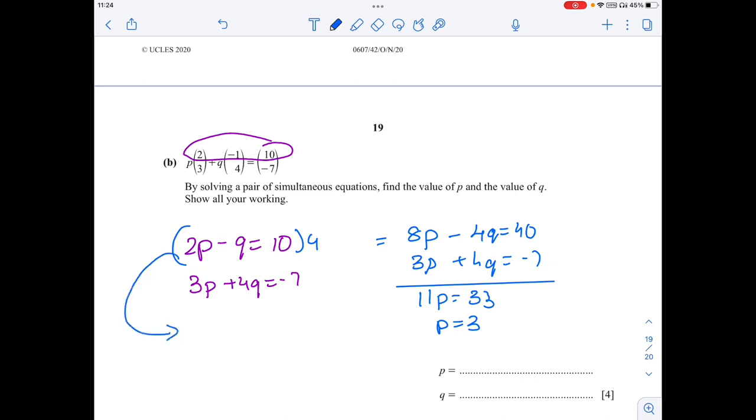Plug in P equals 3. 6 minus Q equals 10. Q equals negative 4. So it is 3 and negative 4.